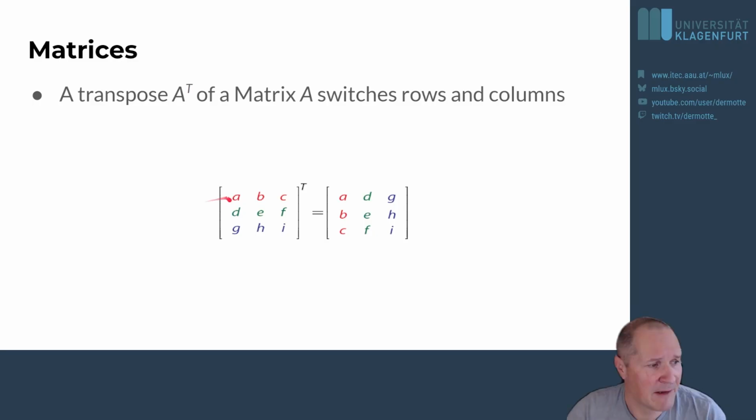So it's switching the row vector to the column vector, and the same here. The green one goes into the center column vector, and the blue one, the last column vector.